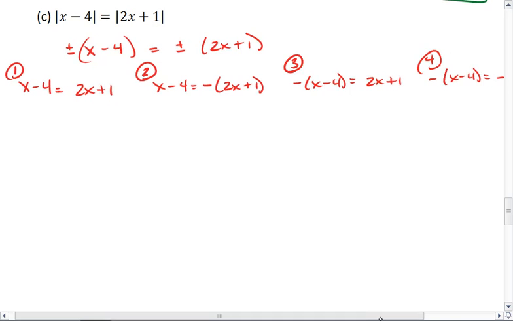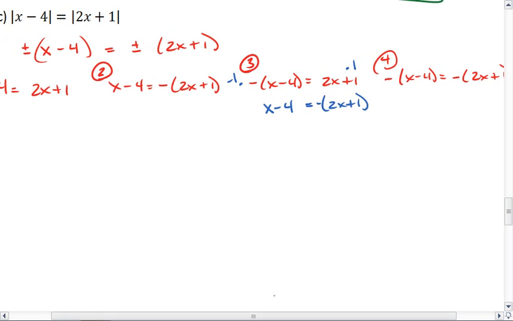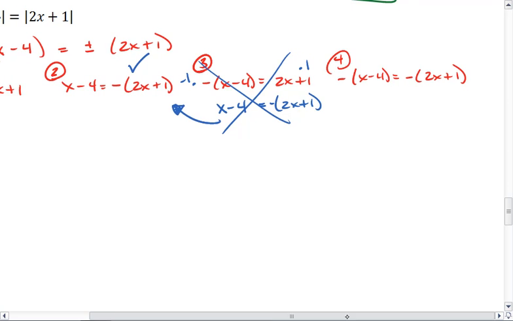However, let's play with equations 3 and 4 a little bit. If we multiply both sides by negative 1, it turns x minus 4 positive, and we get negative 2x plus 1, which is the same exact thing that we see in equation 2 over here. So we see that equations 2 and 3 are actually the exact same equations. So we don't need to solve equation 3 since we already have equation 2. We can just solve that one.